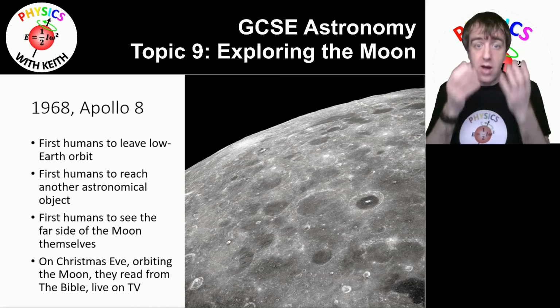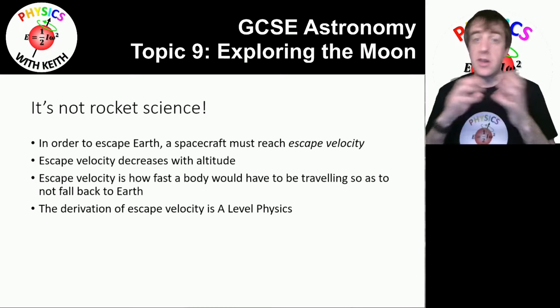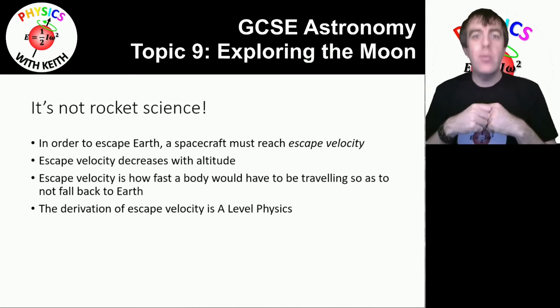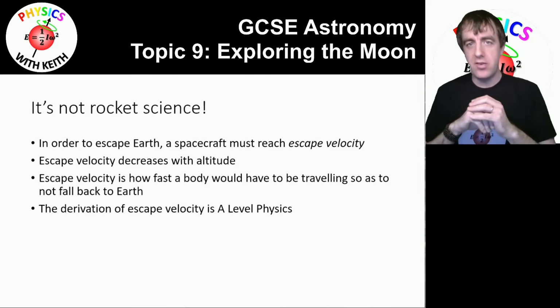They, with their own eyes, saw the far side of the moon for the first time. You can't say that's not an aided observation. So how do they get there? Well, this is where rockets come in, and an idea called escape velocity.